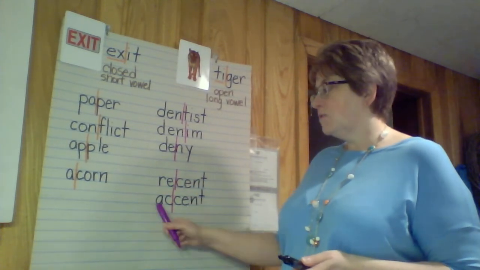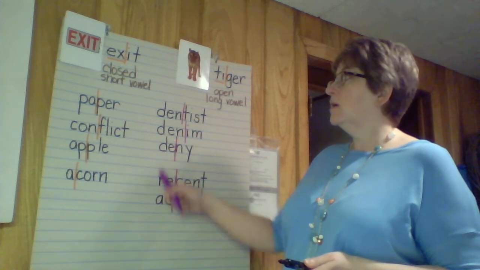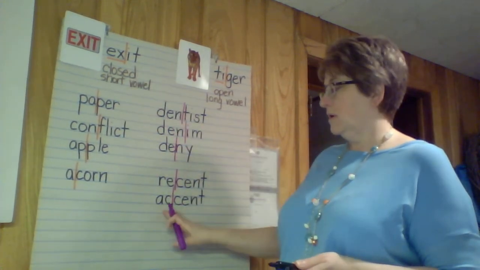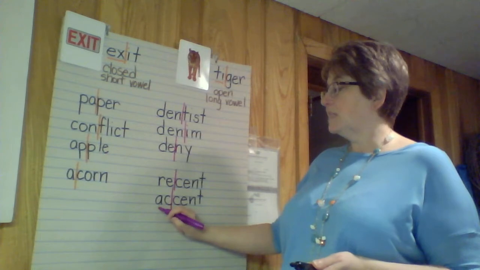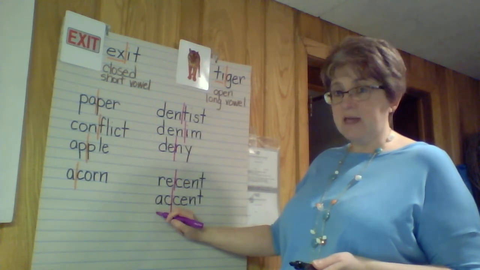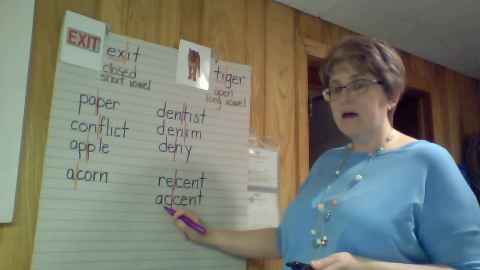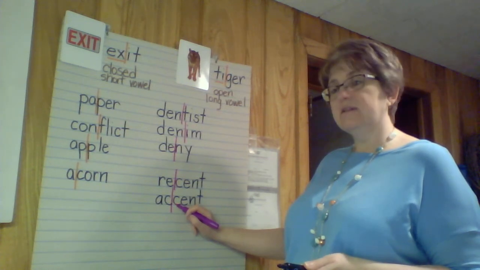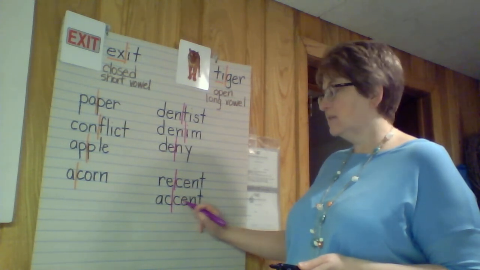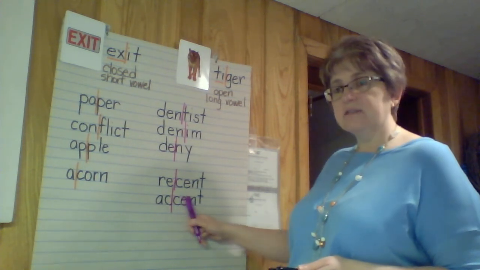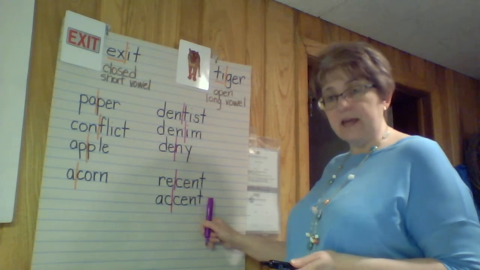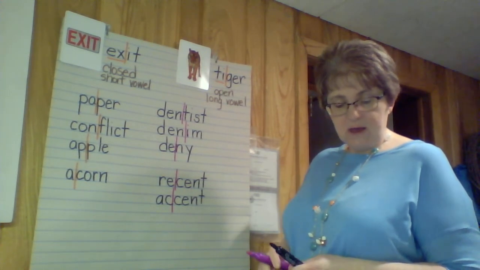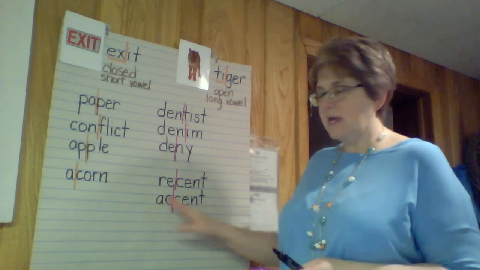Alright? So now when I look at that first syllable, it has a consonant at the end, so that means it's closed. Okay? So it means my A is going to say the short A sound. A, k, ak. And then s, ent, scent. Accent, accent. Alright? Good.